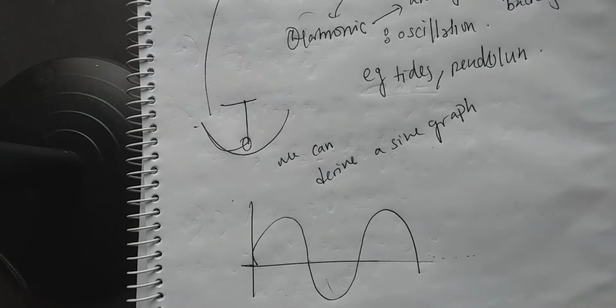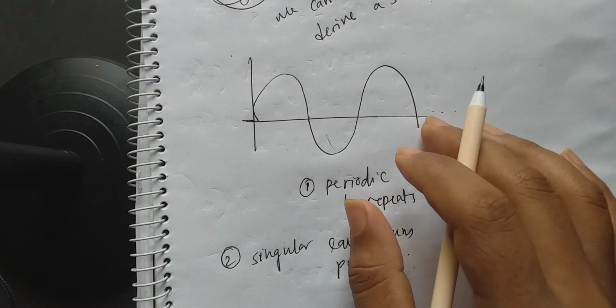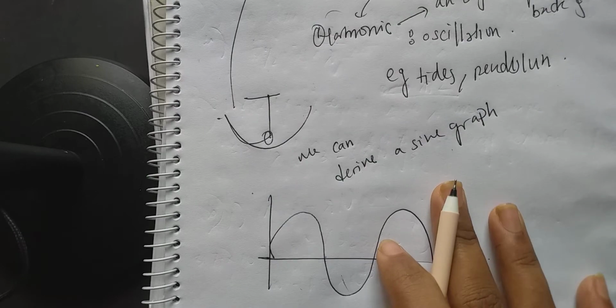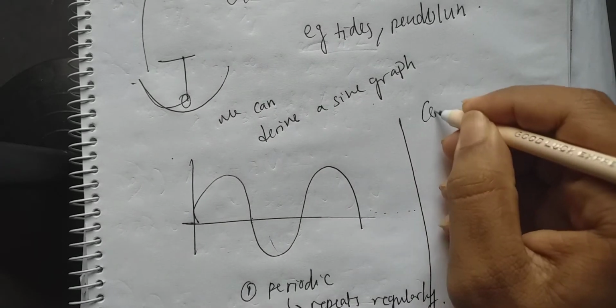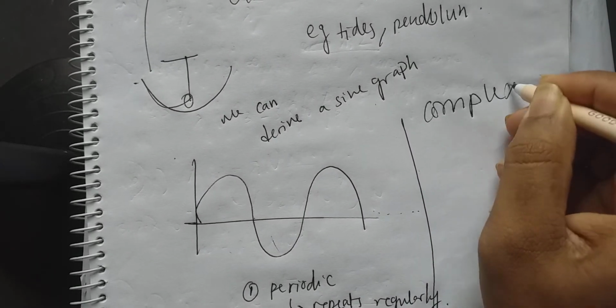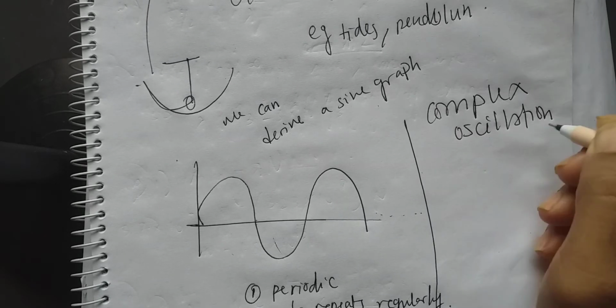But for these properties, this makes it simple. So you might have a question: why is it simple, and why can there be stuff like complex? Of course, there are complex oscillations, but we don't actually call this complex.